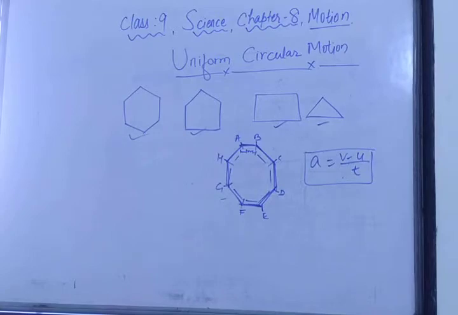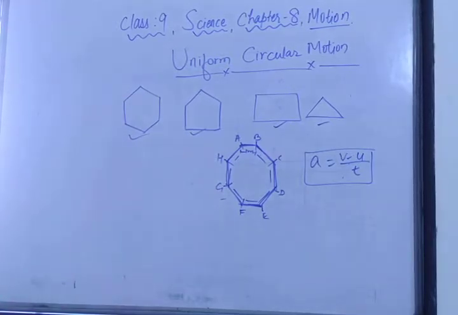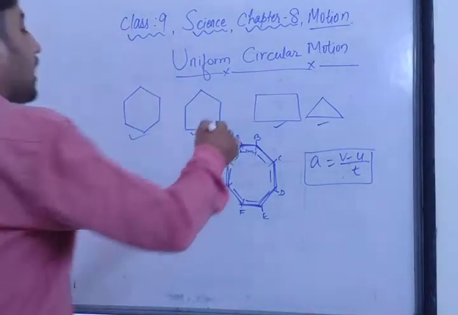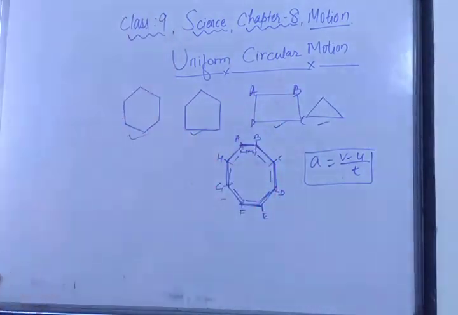So let us consider an example of the motion of a body along a closed path. You can see in this figure, especially this octagon. And an athlete travels in a rectangle. You can see here ABCD, this is the rectangular path. When they travel, the direction is different, as you can see here.